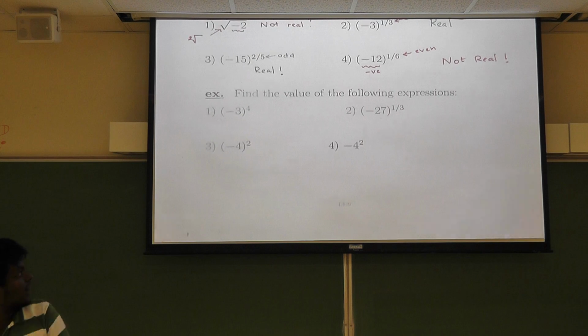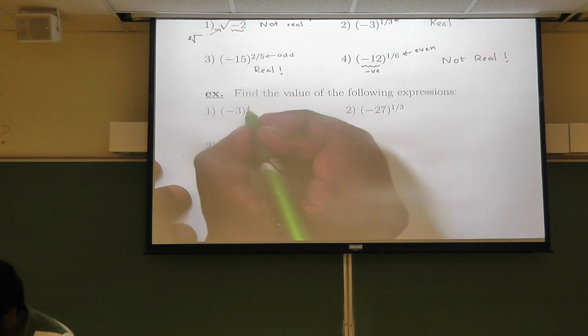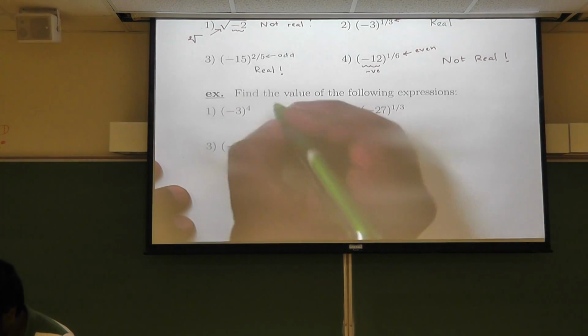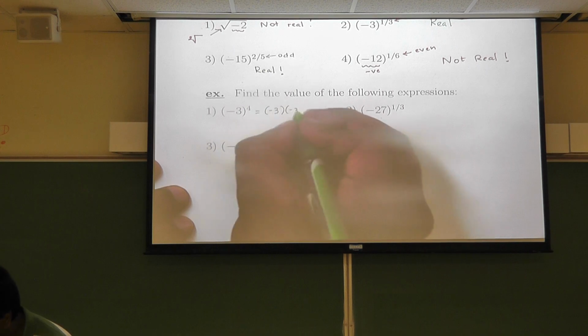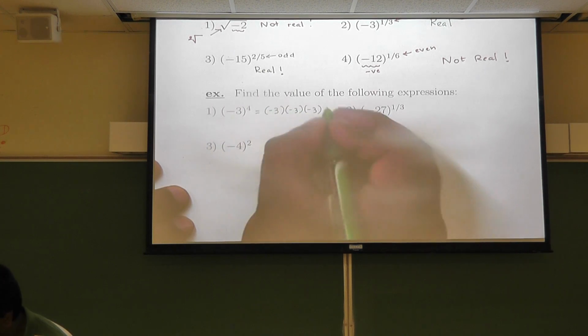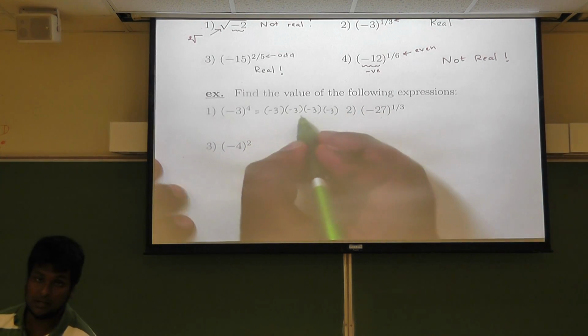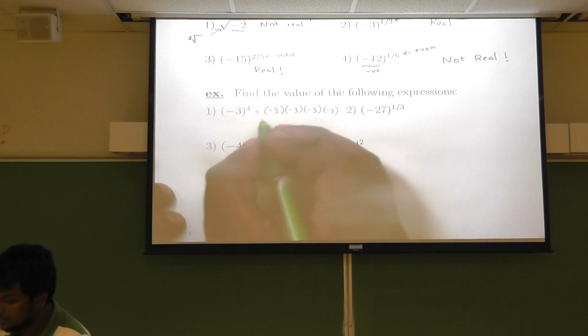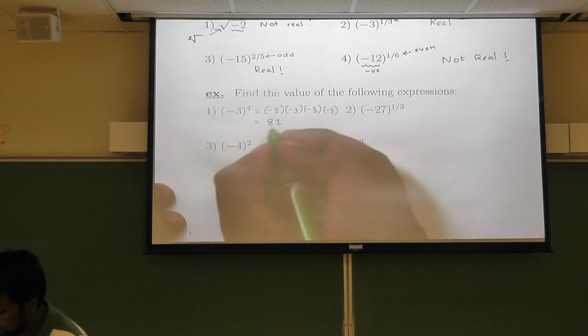Okay, let's find the value of the following expressions. As you learned in the lecture, if you have a parenthesis, this negative number gets multiplied by itself 4 times. So what we have here is negative 3 times negative 3 times negative 3 times negative 3, and there are 4 negative signs, that means it's positive, and 3 times 3 times 3 times 3 is 81. So it's positive 81 in this case.